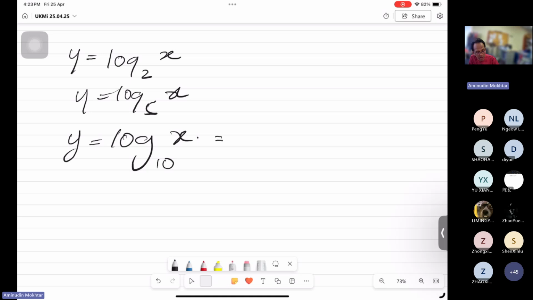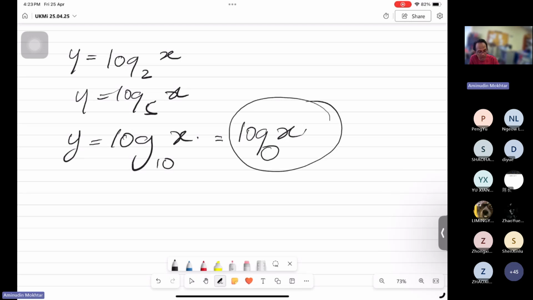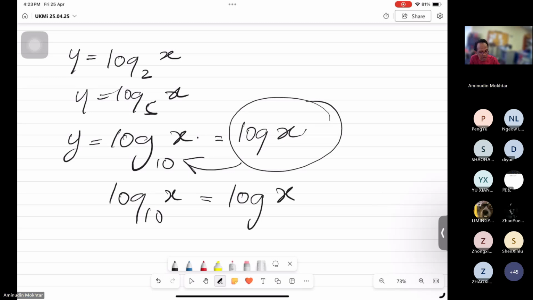This log can also be written as y equals log x. This equation, where there is no base, also refers to the log with base 10. So log base 10 of x can also be written as log x only. No need to write the base, because it is the common log. Log with base 10 is also known as log only.